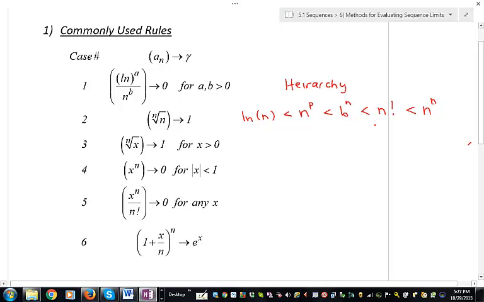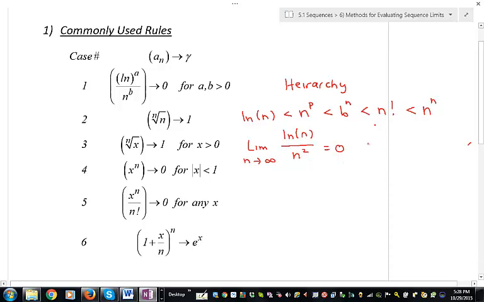Okay, and so if you understand this hierarchy, what this means is that if I take any one of these that's less than the other, look at their ratio and take the limit, it's 0. That's what it means to grow less fast. So for example, if I took the limit as n goes to infinity of the natural log of n over n squared, this goes to 0. This is what this hierarchy says.